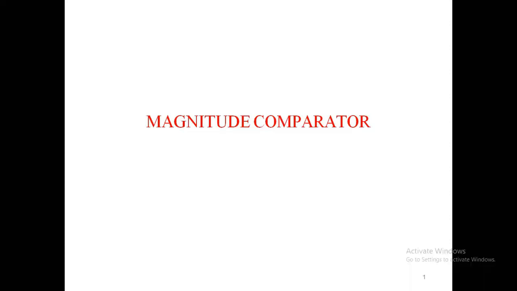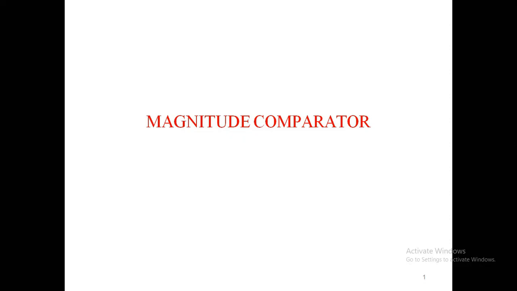You must have seen this in the Python language: greatest of two numbers, or smallest of two numbers, or whether three numbers are equal. You give some input, write the code in Python, and finally you get the output. But how is it implemented in the system? That is the magnitude comparator.